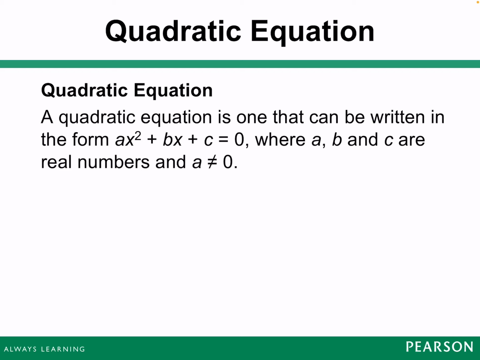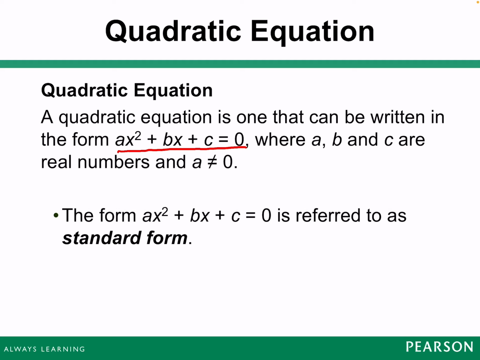In the last lesson, we were factoring quadratic expressions. There were no equal signs. This time we're going to throw in an equal sign and we're going to change that quadratic expression into an equation. A quadratic equation is one that can be written in the form of ax squared plus bx plus c equals 0, where a, b, and c are real numbers and a is not equal to 0. The form ax squared plus bx plus c equals 0 is referred to as standard form.